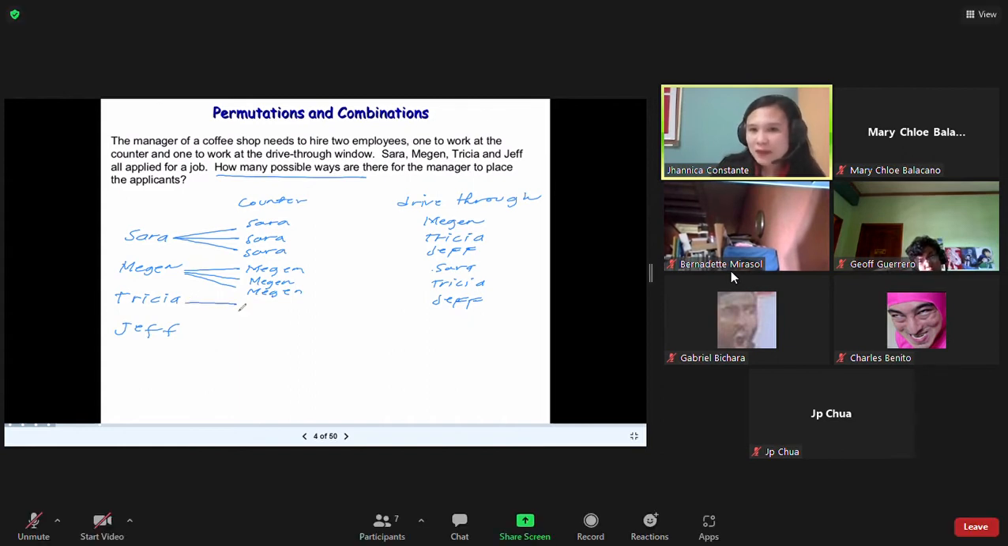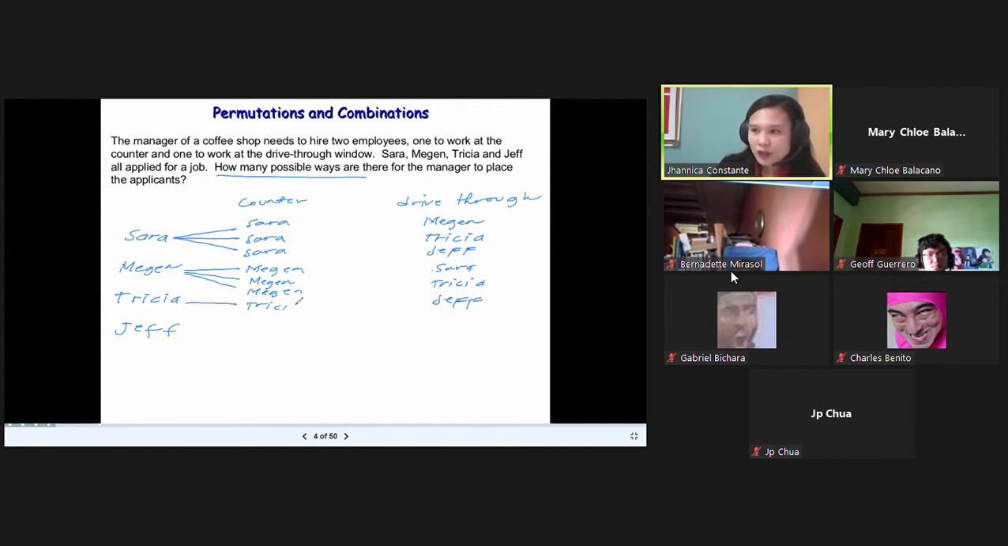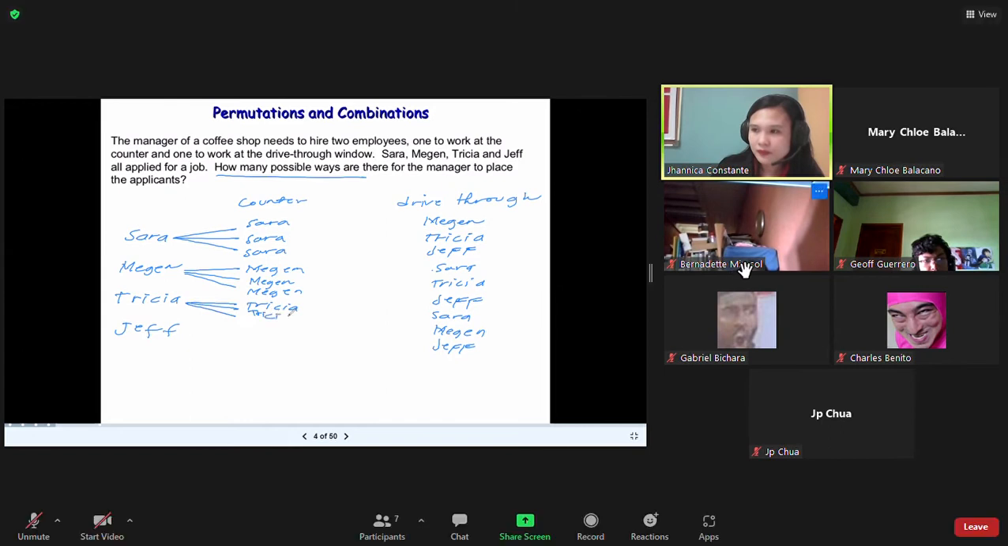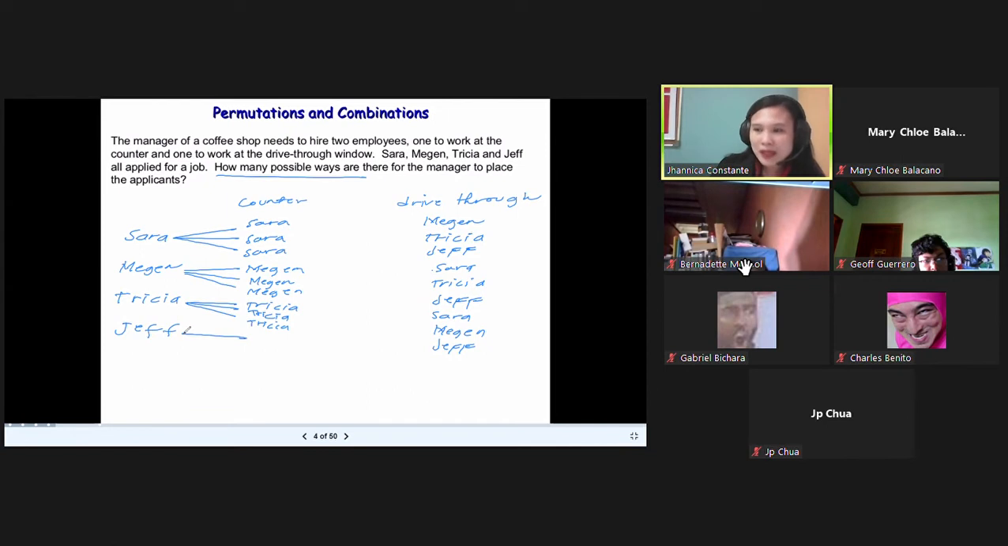Kung si Trisha ang ma-hire at the counter, ang pwede niyang maging pair sa drive-thru is si Sarah, si Medjen, at saka si Jeff. At kung si Jeff ang ma-hire for the counter, ang pwede niyang ma-pair is si Sarah, si Medjen, and si Trisha.